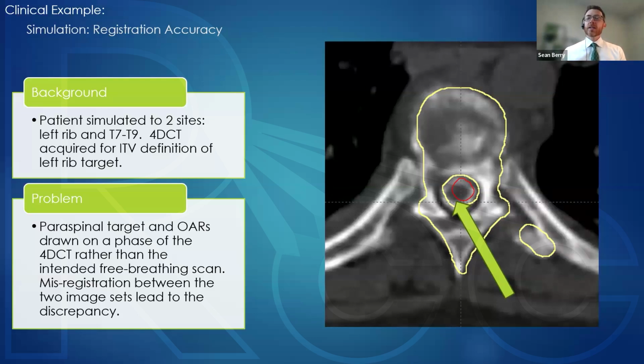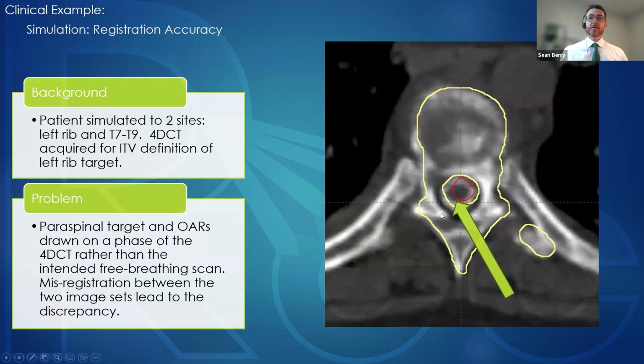Okay. And it was noted at the time of the review of the spine plan that it looked like the target contour, which is yellow, and the cord contour, which is red, was shifted a little bit to the patient's left and anteriorly, which looked a little bit funny to the plan checker. And after some investigation, they found out that these contours were drawn on one of the phases of the 4D CT and then transferred over to the free breathing scan, as opposed to drawn directly on the free breathing scan.